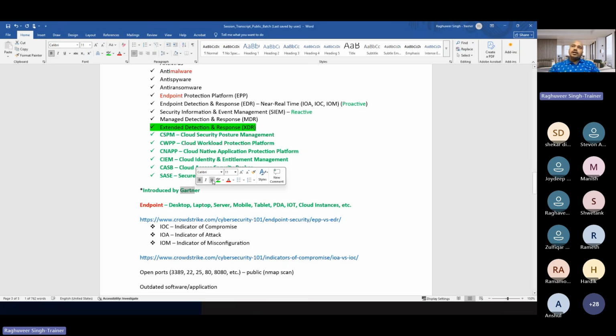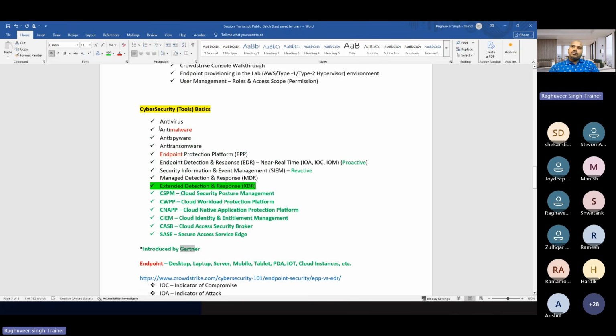So there was a time when Gartner said that these solutions are not sufficient because they are handling one security capability. An antivirus is only protecting systems from viruses. What about spyware? An antivirus doesn't understand spyware. So there was an anti-spyware solution. What about ransomware? Antivirus cannot protect from a ransomware attack. So there was an anti-ransomware solution. That's where Gartner came up.